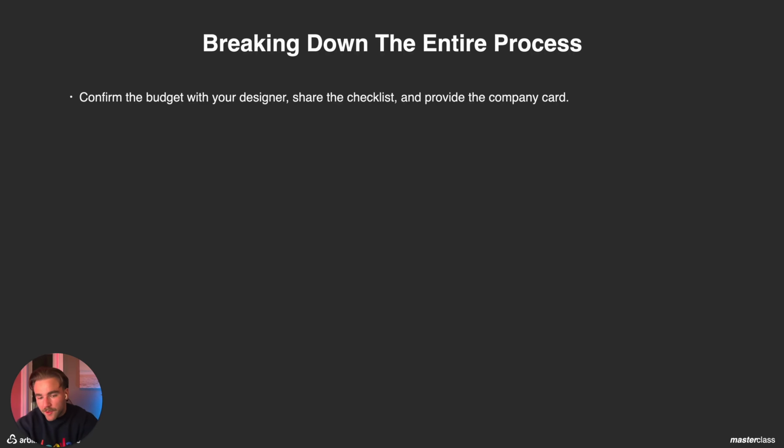Now, the last topic for this video is a summary. We're going to break down the entire process from A to Z on the logistics behind actually setting up your property. I have 2 completely free resources I'm going to give to you at the bottom of this video, but first I'm just going to go through this with you on the slide. So the first thing we're going to do is confirm the budget with your designer, share the provided checklist, and provide the company card or some way for them to pay.